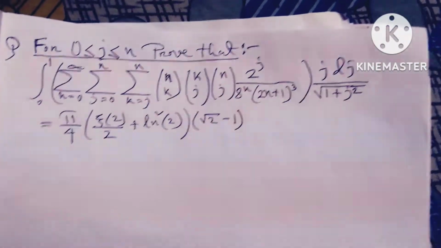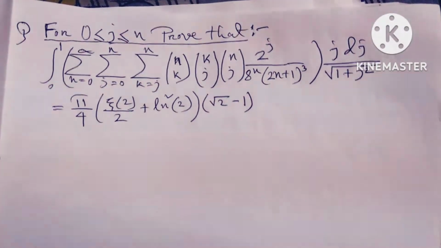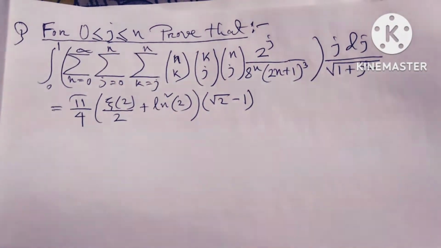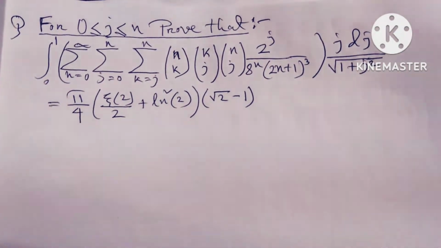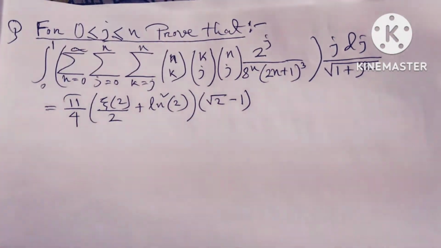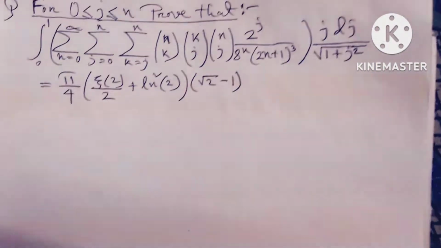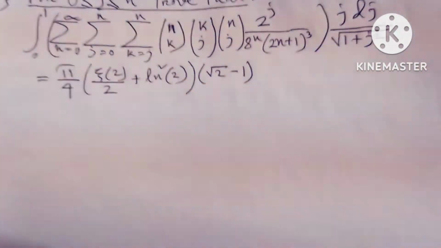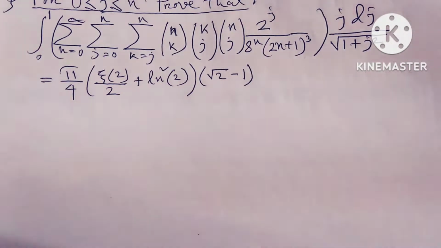Today's discussion is a series for 0 ≤ j ≤ n. Prove that the sum over n equals 0 to infinity, j equals 0 to n, k equals j to n of C(n,k) C(k,j) C(n,j) 2^j divided by 8^n (2n+1)^3 equals the integral from 0 to 1 of j dj over root of 1 plus j square, which equals pi by 4 plus zeta 2 by 2 plus ln square 2, times root 2 minus 1.